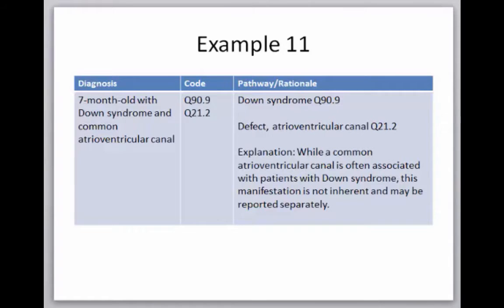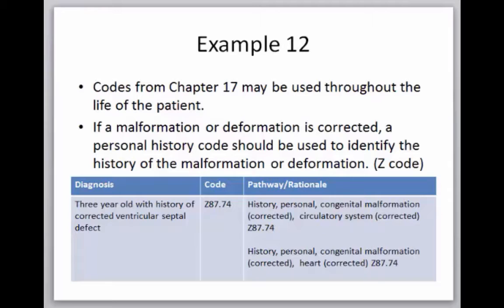As I mentioned earlier, a code from Chapter 17 can be used throughout the life of the patient, and if something has been corrected, we do want to have a history code. And the example that I've taken here from your code book is 3-year-old with a history of corrected ventricular septal defect. And you find in the history codes there's a congenital malformation of the circulatory system, and I'm showing you could also have looked up a corrected heart problem. Either way, you get the same code, and you only use that code once. That's a general coding guideline.